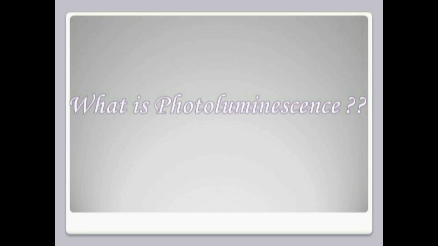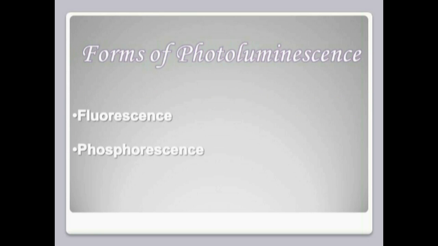First of all, you have to be familiar with the term photoluminescence. Photoluminescence is a process in which a substance absorbs photons and then re-radiates photons. An excitation to a higher energy state and then a return to a lower energy state accompanied by the emission of a photon. Next one is forms of photoluminescence.